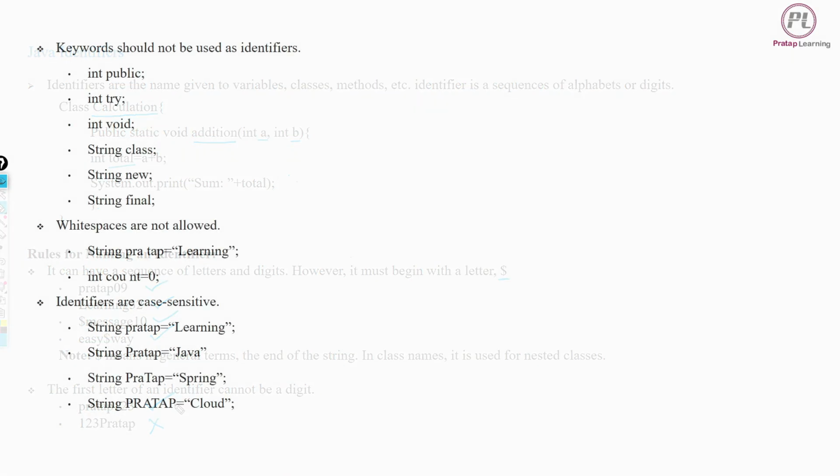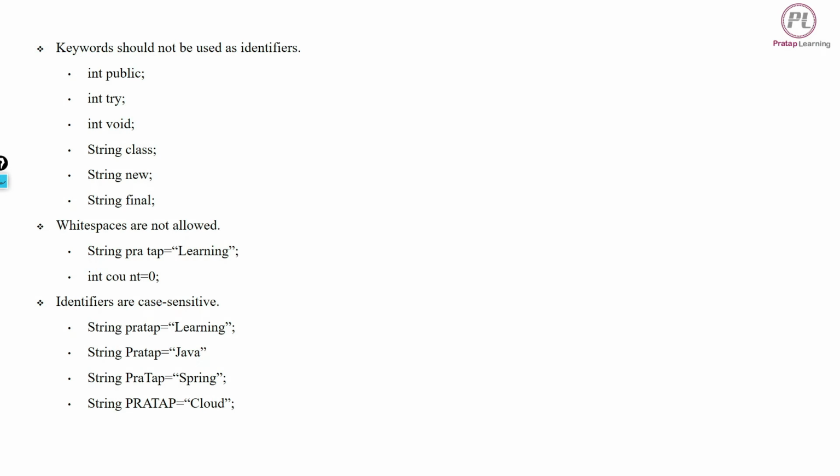Now the third rule is we cannot use keywords as identifiers. If something already has a special meaning for the Java compiler, then we should not use it in our code because it is already defining some meaning, and we will discuss these predefined keywords after some time. Here you can see examples, all are invalid and we cannot use any one of them.